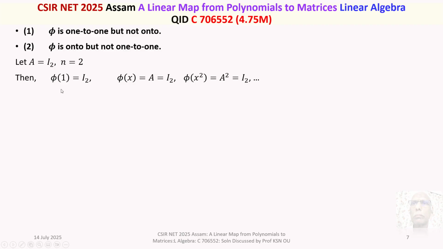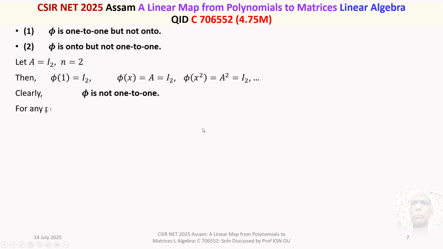What is phi doing? Phi is sending 1, x, x square, x cube, and all these polynomials to the identity. That means phi is a many to one map. Therefore, it's not one-to-one. Clearly, phi is not one-to-one. Is it onto? Let us check the same example.